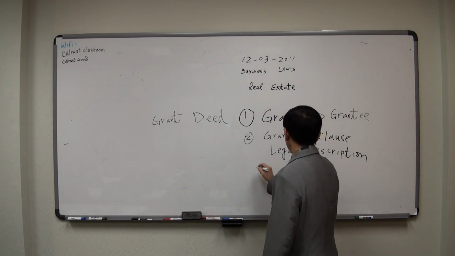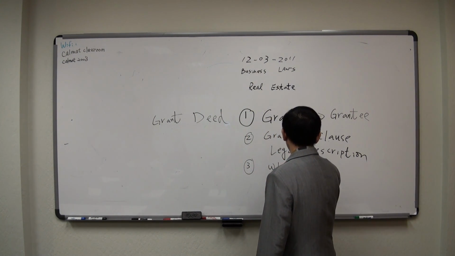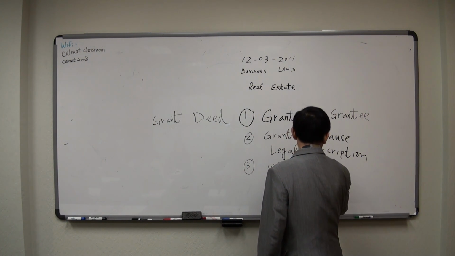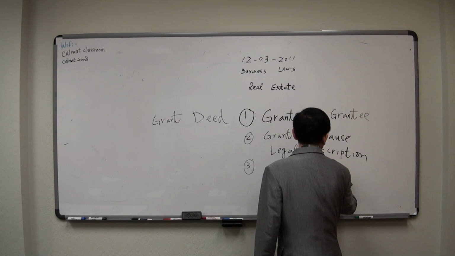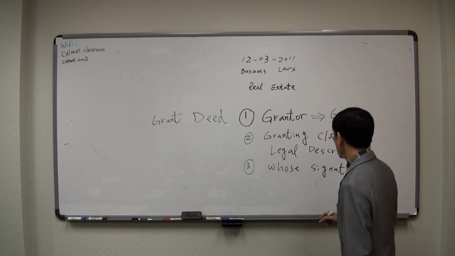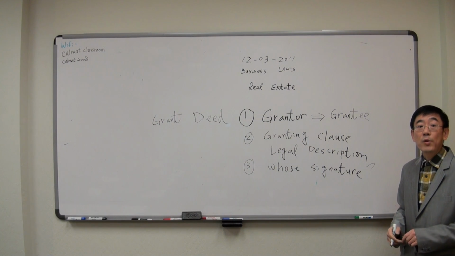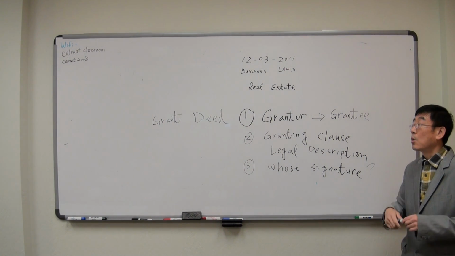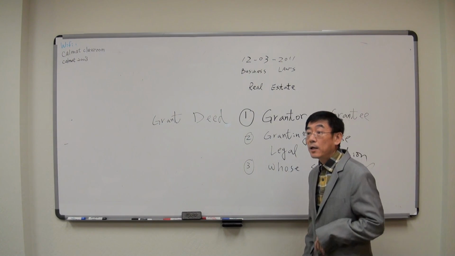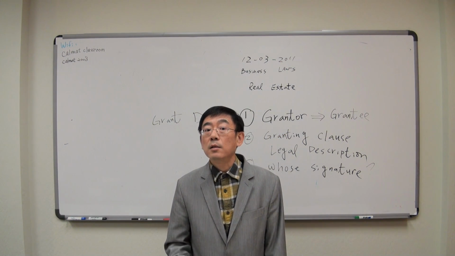And then number three, can anybody answer me? Who is going to sign on this legal document? Who signs this legal document on the grantee? The grantor. And also this is different. In California, only the grantor signs on the grantee.